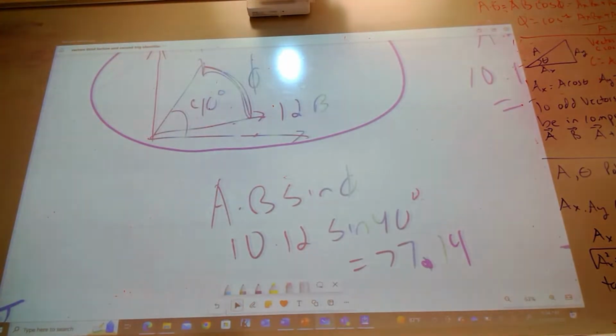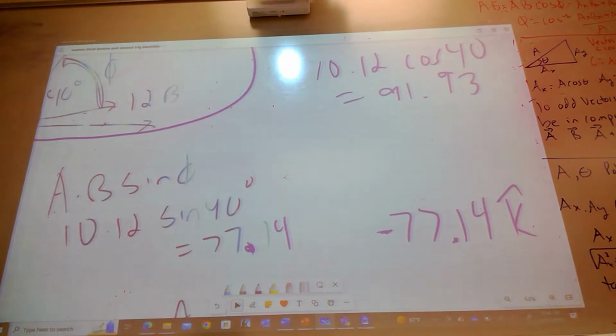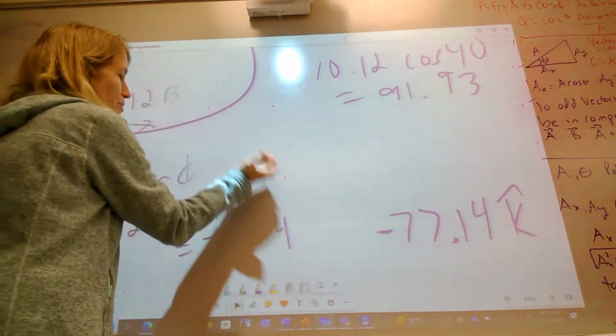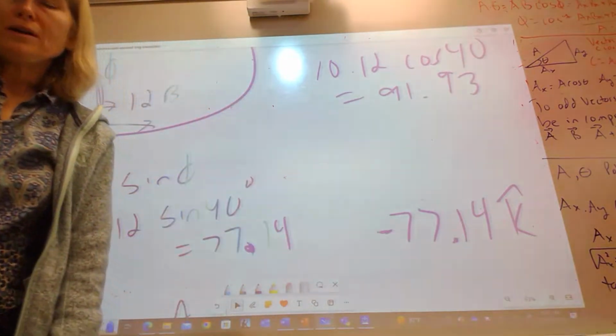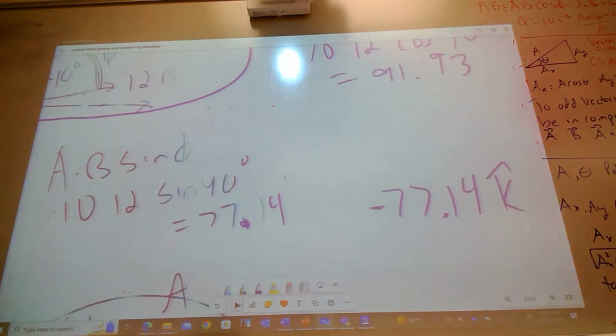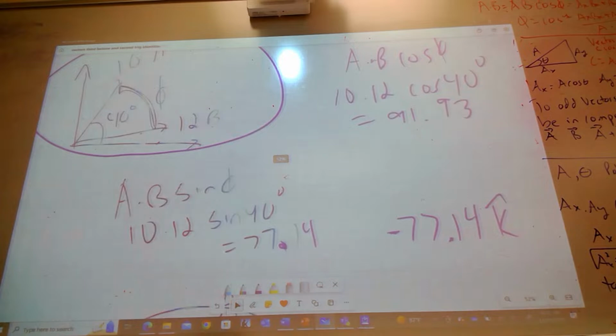Now, into the board is a negative, so we write that as negative 77.14 K. If it was out of the board, it would be positive K. So we went A crossed with B into the board. If it had been B crossed with A, it would have been out of the board, positive K. So again, if all we have is an X and Y, our cross product is always in the Z plane.